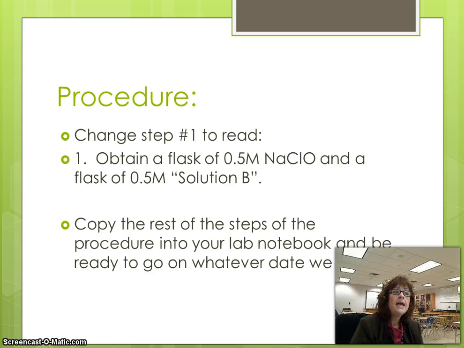Procedure. The procedure that we're going to use is exactly the same as in the paper, except for step number one. For step number one, I want you to change it to say: obtain a flask of 0.5 molar NaClO and a flask of 0.5 molar solution B. You're just going to have the two flasks. There's no reason to pour it into extra beakers. It's just more stuff to wash.